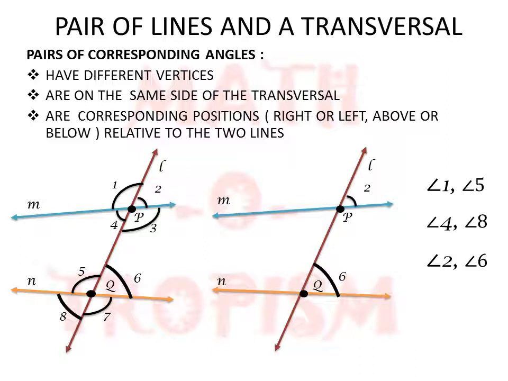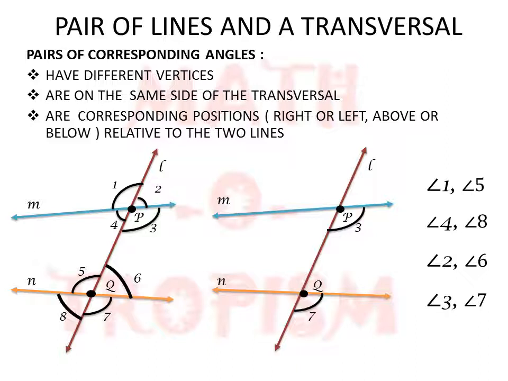The last one is to the right of the transversal but below the line M. That is angle 3. Similarly, to the right of the transversal and below the line N is 7. So angle 3 and angle 7 are also a pair of corresponding angles. So we can see that we have 4 pairs of corresponding angles.